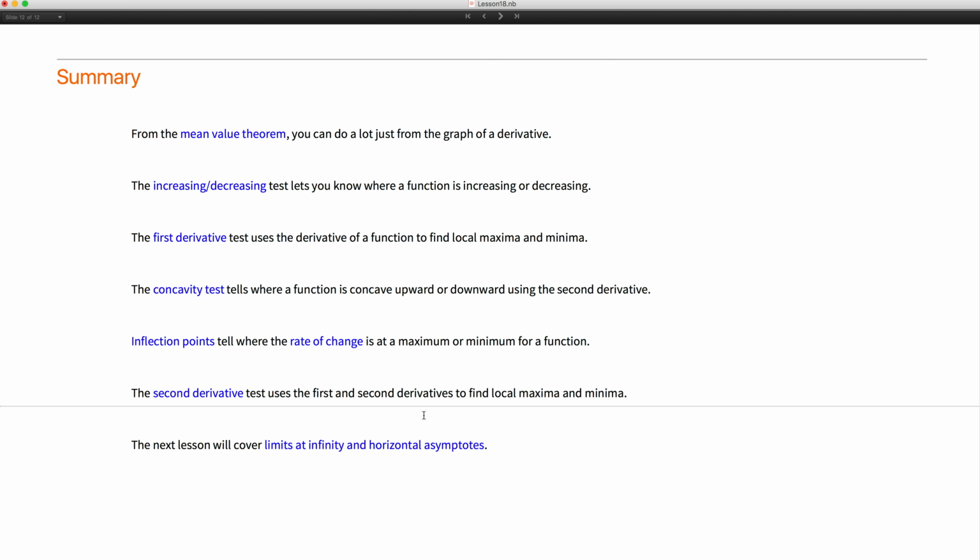So that's the end of this lesson, and in the next lesson we'll talk about limits at infinity and horizontal asymptotes. But before doing that, do review this lesson, do look at the exercises, and make sure you follow this topic really well before you begin the next lesson.